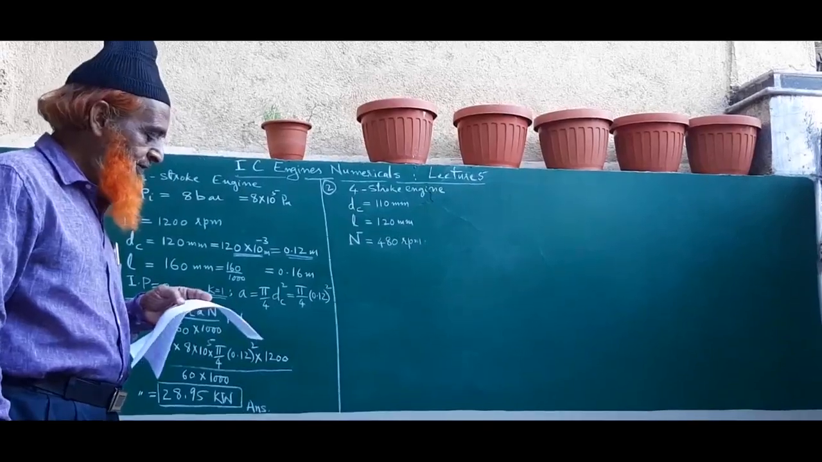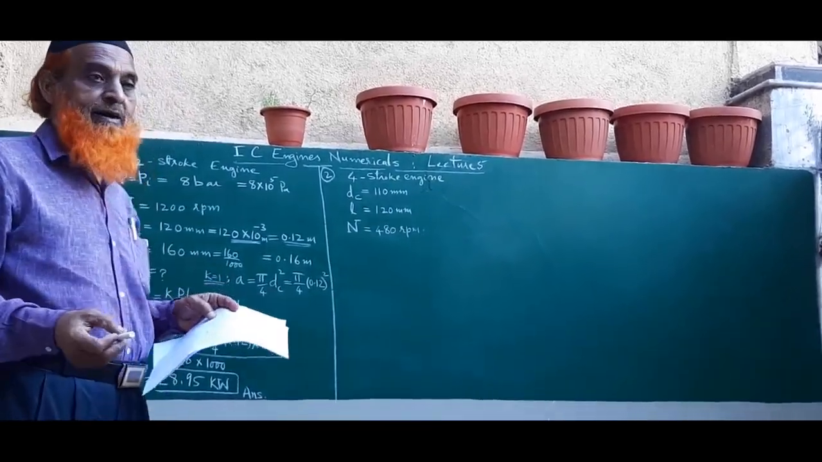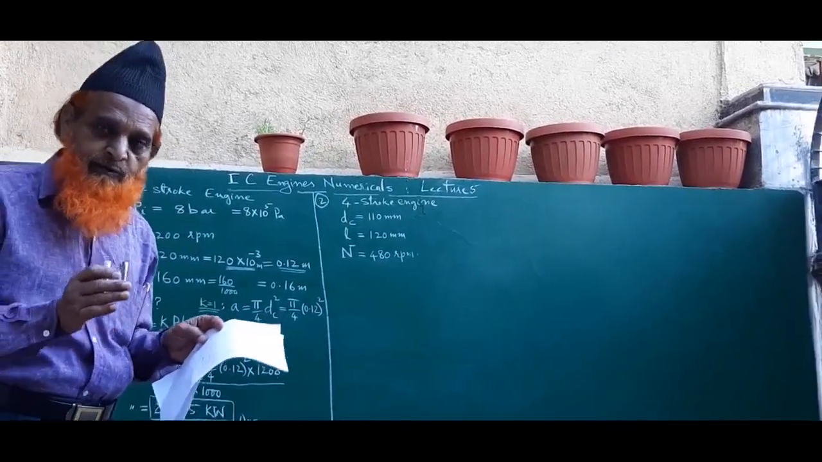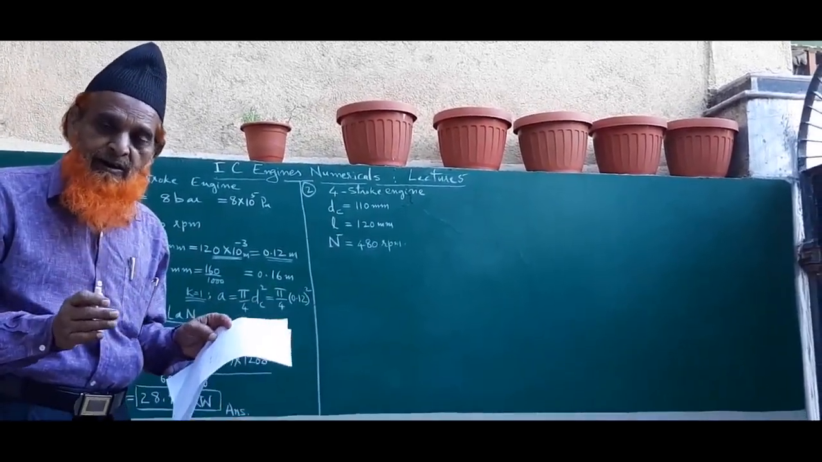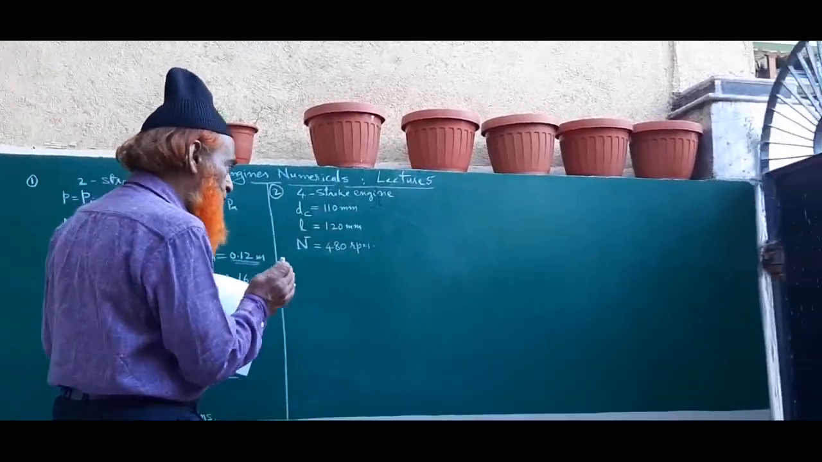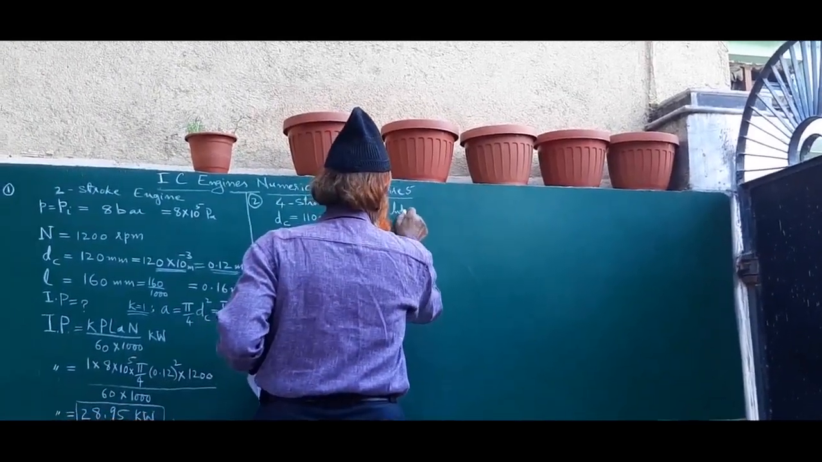Then what is given is the indicator diagram area, 4 square centimeter. There is a different data regarding the indicator diagram. The indicator diagram data you separately take down.